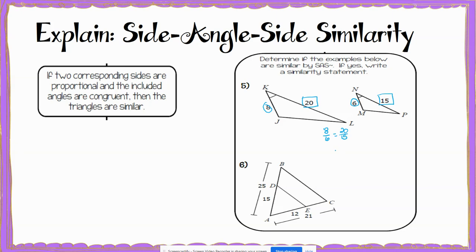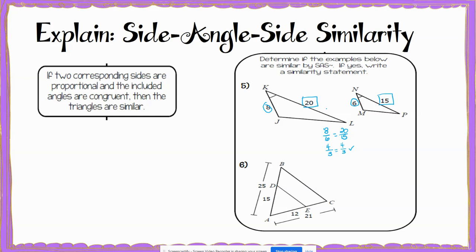Well, we definitely need to simplify both of those. If I look at 8 and 6, I know that both of those can be divided by 2. So 8 divided by 2 is 4, and 6 divided by 2 is 3. With 20 and 15, I know that both of those can be divided by 5. 20 divided by 5 is 4, and 15 divided by 5 is 3. So the two side lengths that we have are proportional.